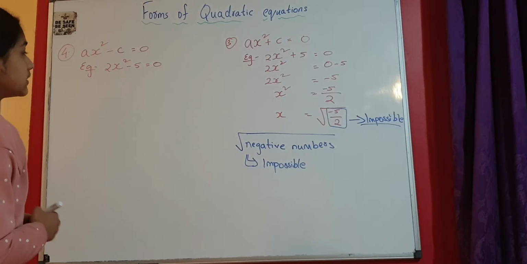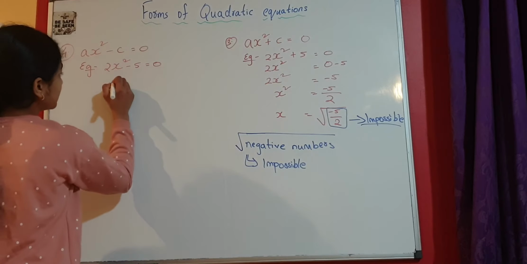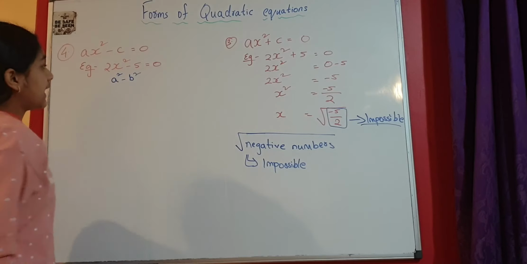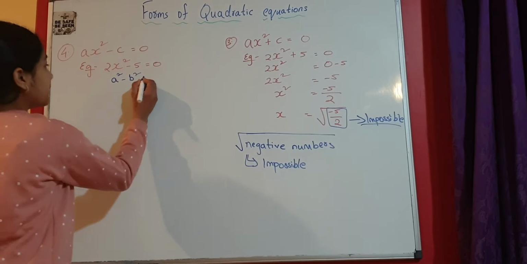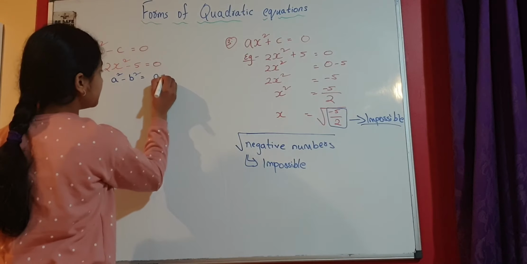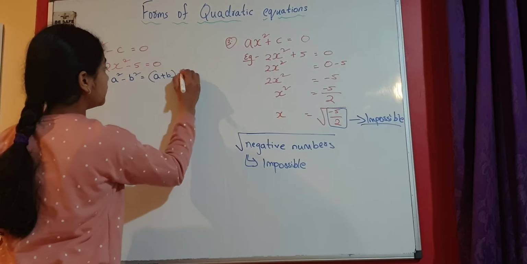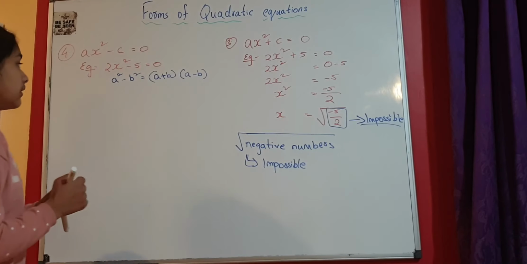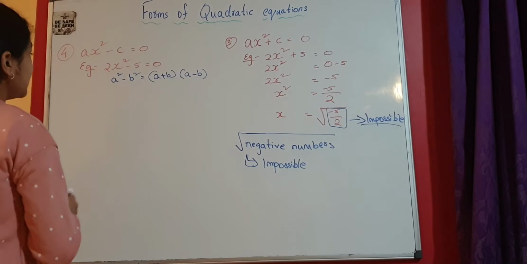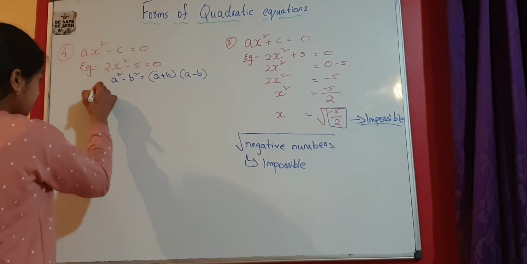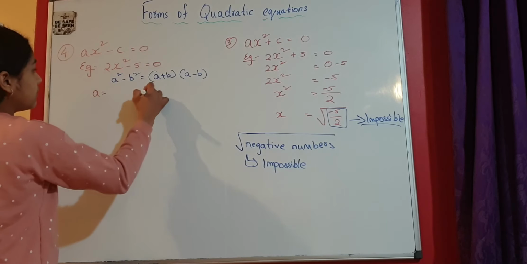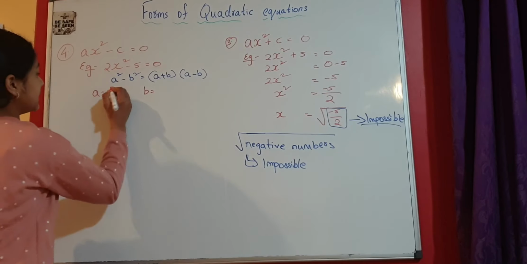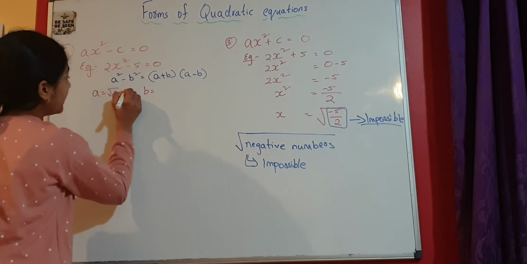Now, if you observe it carefully, this is in the form of a square minus b square, and a square minus b square is a plus b into a minus b. So if you see, what is a and what is b here? Here a is not 2x, it is square root of 2 and x.